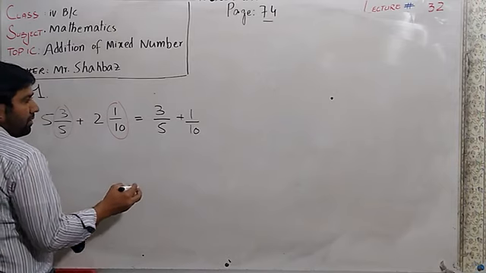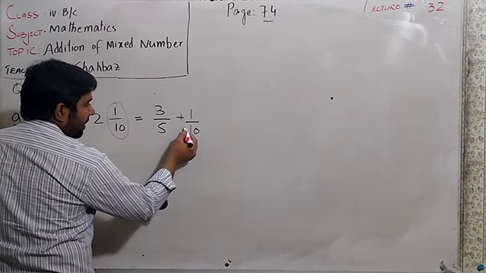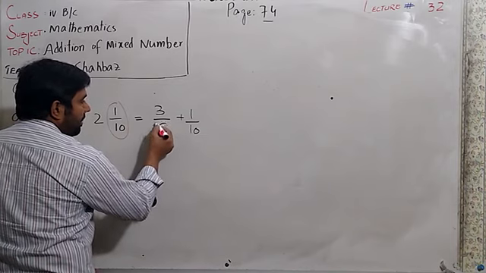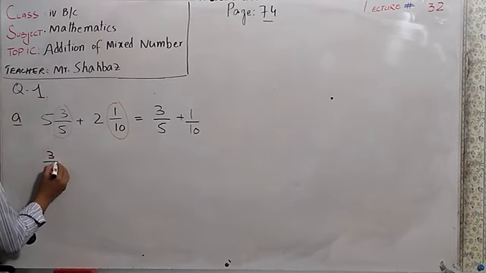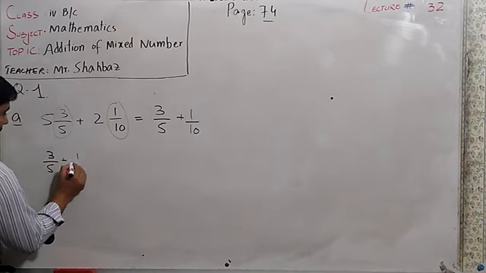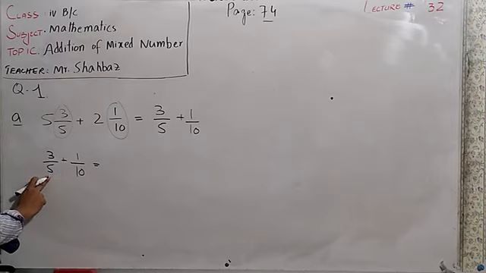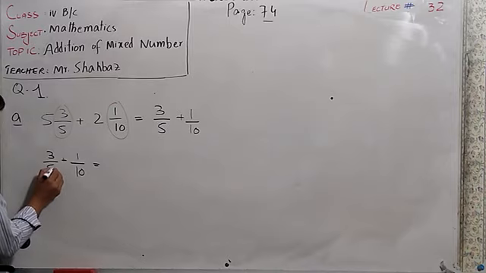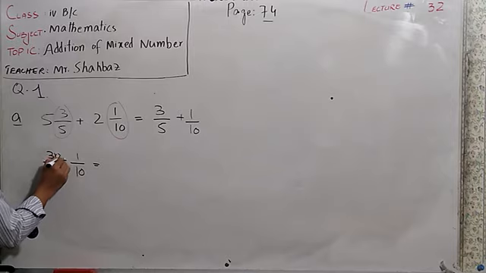For addition of fractions, we make the same denominator. This is 10, so we'll make this also 10. How do you make 10? 5 multiplied by 2 will be 10. When you multiply the denominator by a number, you also multiply the numerator by the same number.